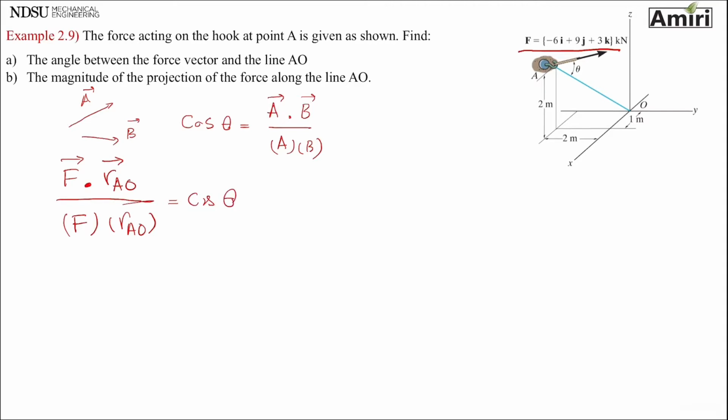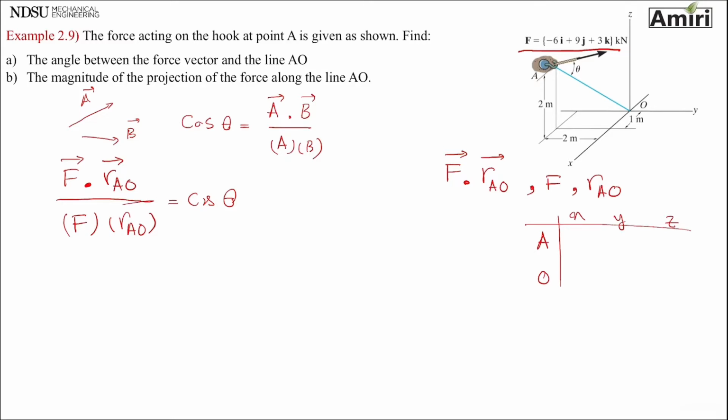The rest is easy. We've got to find some stuff. We've got F, which we already have. We have to find position vector AO and dot product it with F. We have to find the magnitude of F. We have to find the magnitude of position vector AO. Okay, so let's just start with position vector AO. Let's make that little table: AO, X, Y, Z.